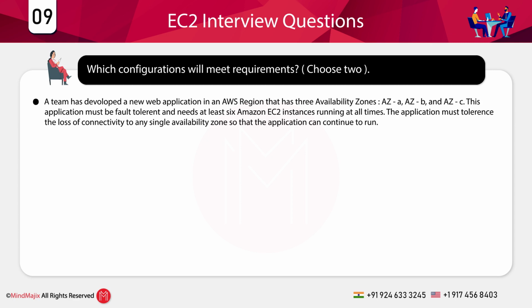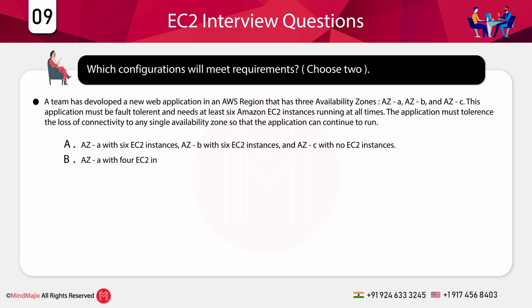Let's see option A. AZ-A with 6 instances, AZ-B with 6 instances, AZ-C with no instance. If AZ-A goes down, we'll have 6 instances in total. If B goes down, again we'll have 6 instances in total. If C goes down, we'll have 12 instances in total. This is meeting our requirement. We have to choose 2 answers. So currently A is meeting our requirement.